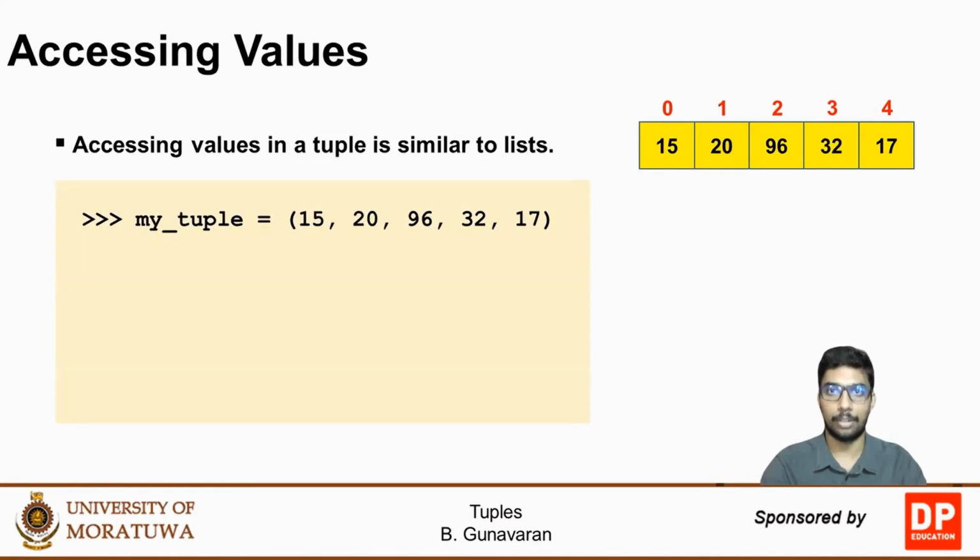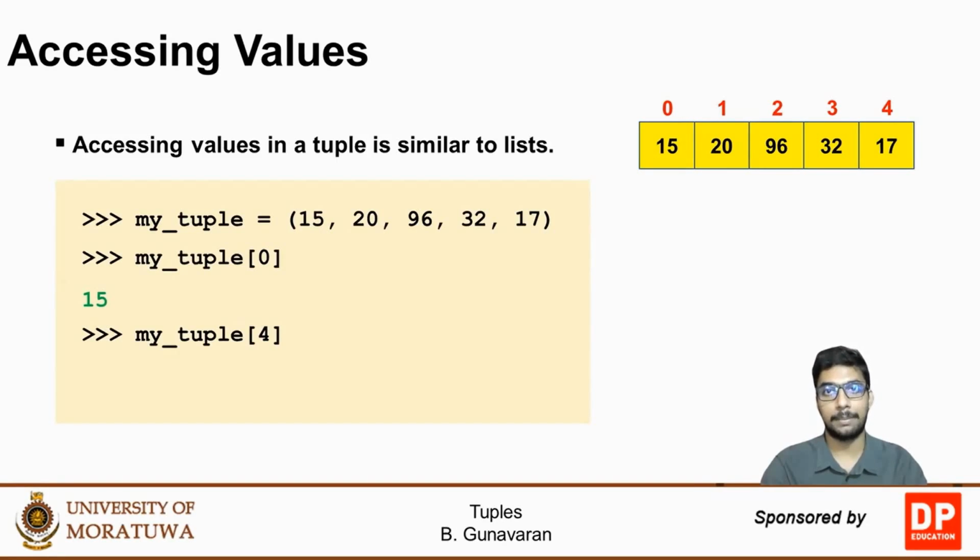The parentheses are optional. Similar to lists, tuples are also indexed starting from 0. Hence, when we call my_tuple within square brackets 0, it will output the first element in the tuple, which is 15. Similarly, if we want to access 17, which is at index 4, we call my_tuple within square brackets 4. You can see that we get the expected output, which is 17.